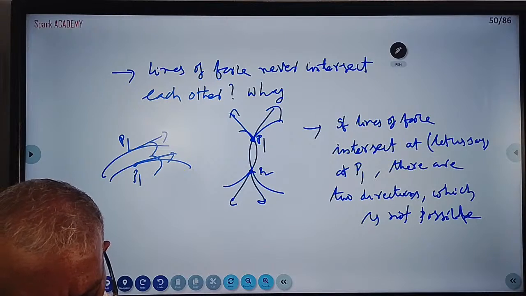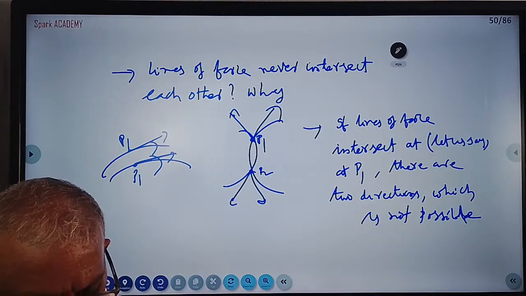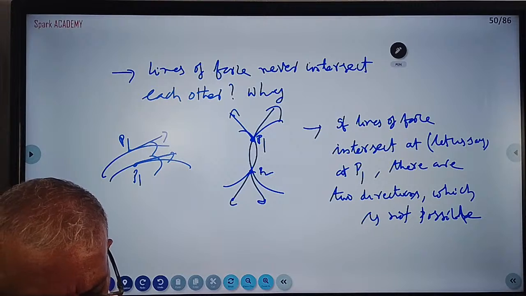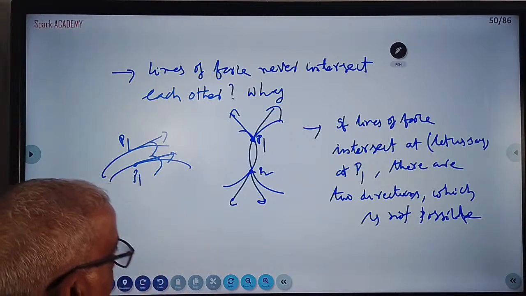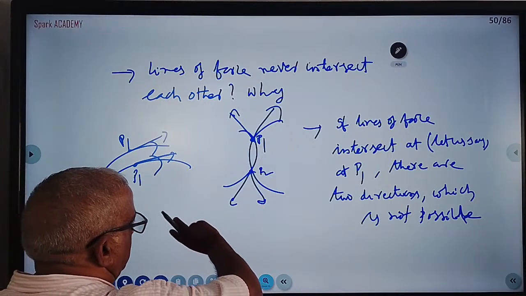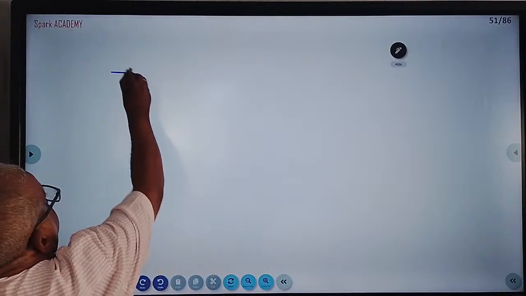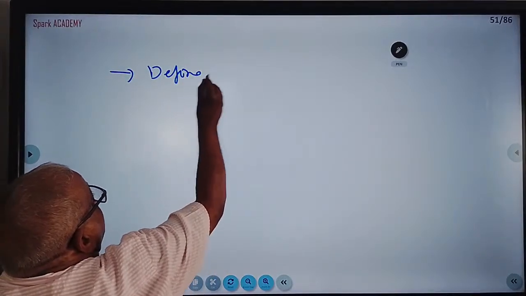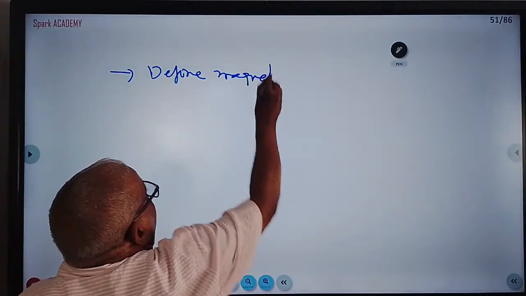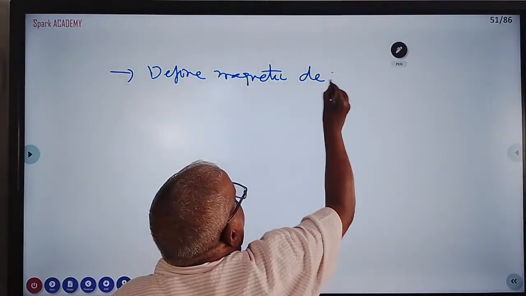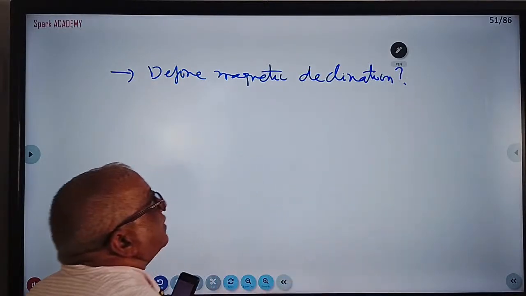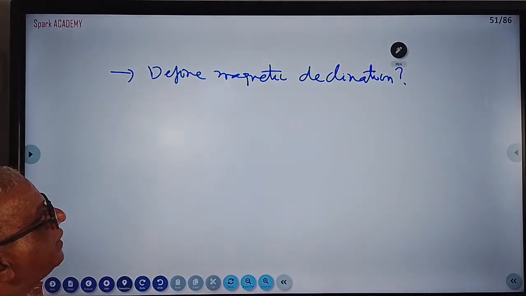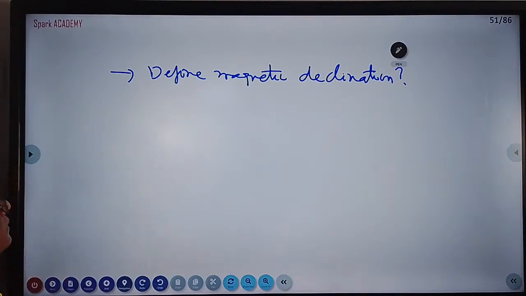Next, define magnetic declination. Define magnetic declination. There are two very short questions coming, that's why. Define magnetic declination. Inclination is different, declination is different. Dip, inclination is different. That is drawn in the magnetic meridian. So declination, what is declination?